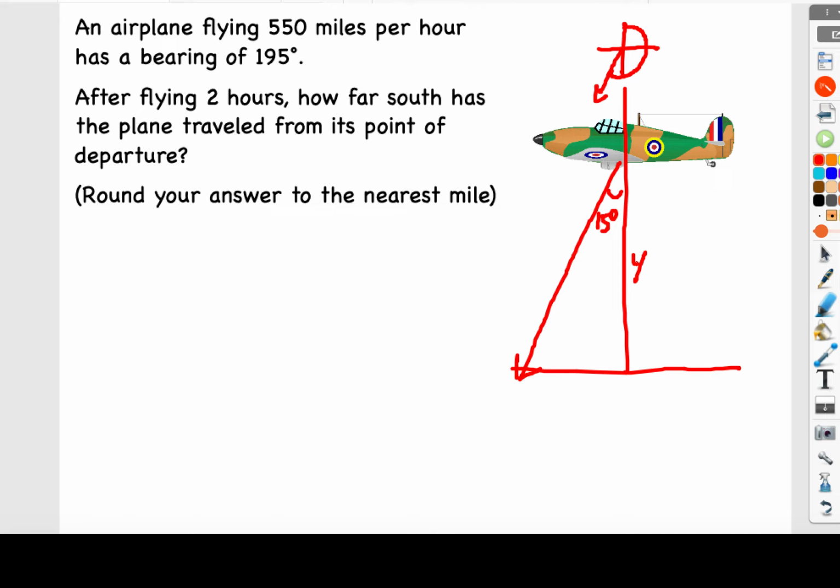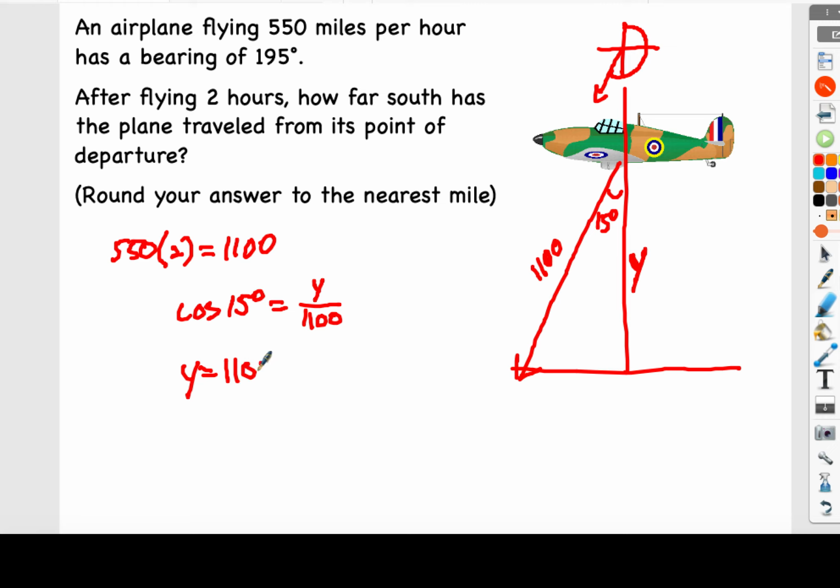Well, the plane is flying along the hypotenuse. It's 550 miles per hour for 2 hours. So I would say that 550 times 2 is going to be our distance. So that's 1,100. So that's going to be 1,100 over here. And remember that we're looking for y over here on this side. Well, that's adjacent. That's hypotenuse. Sounds like a cosine might be a good idea for us. Cosine of 15 degrees is going to be equal to adjacent over hypotenuse. Y equals 1,100 times the cosine of 15 degrees.